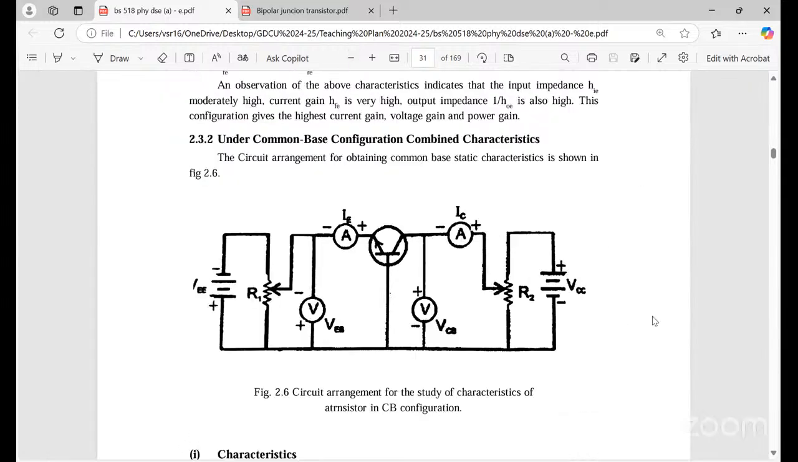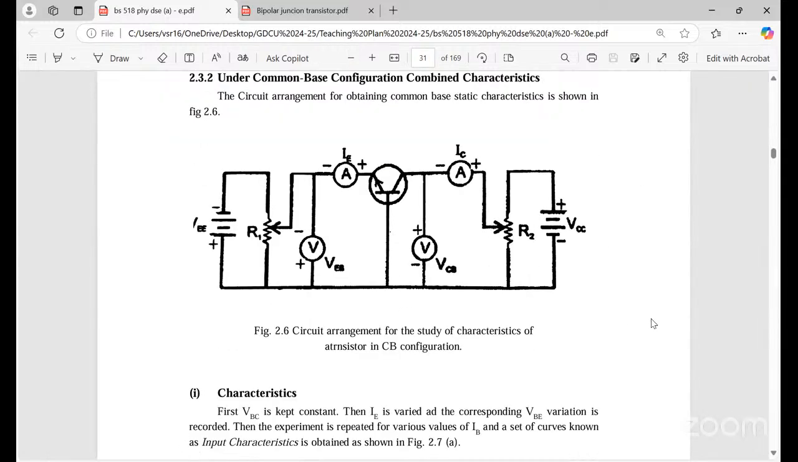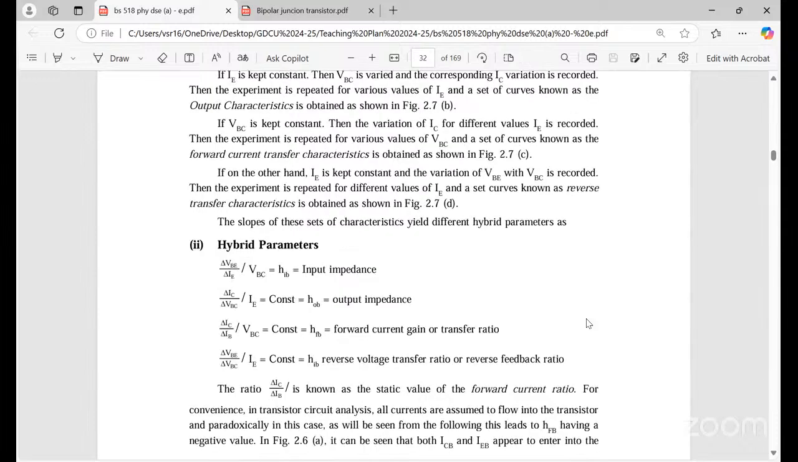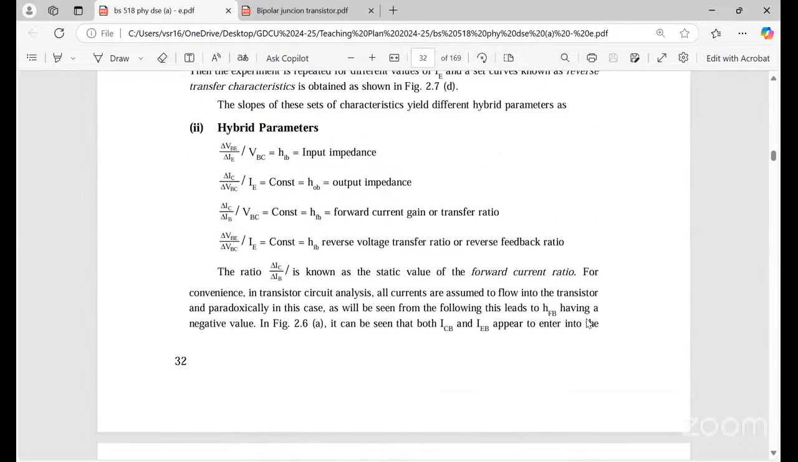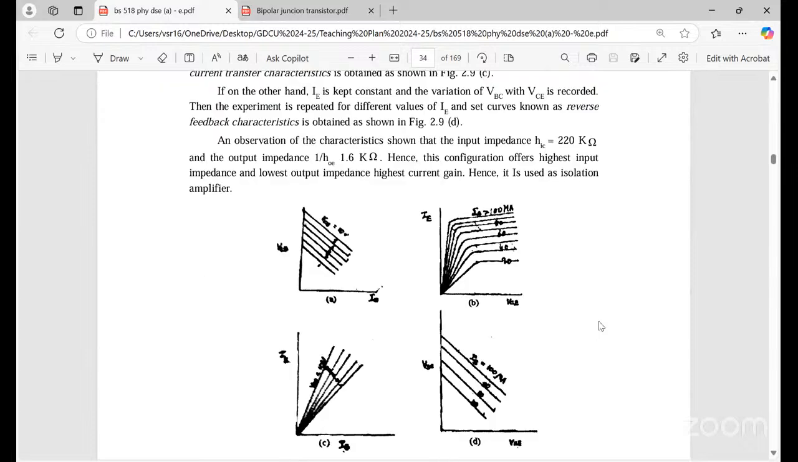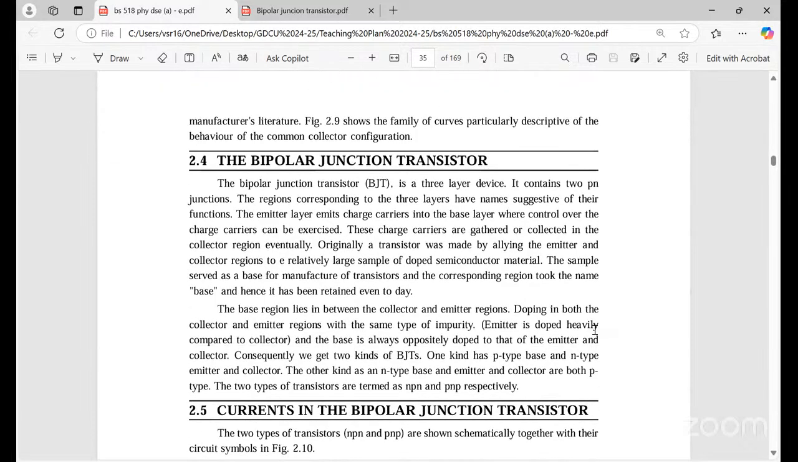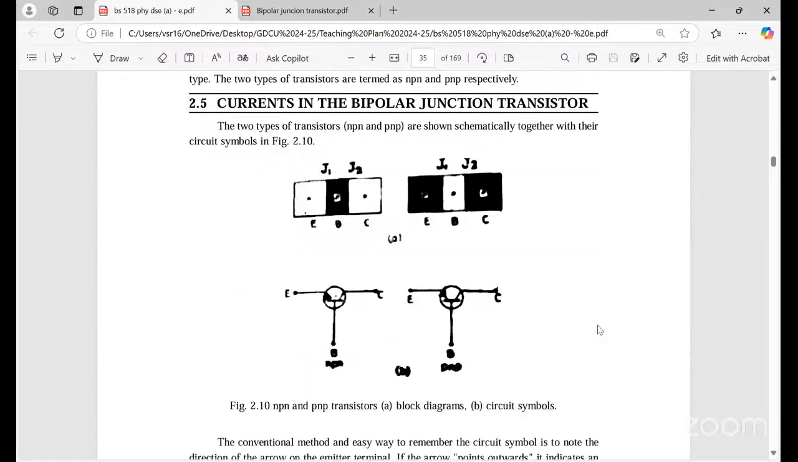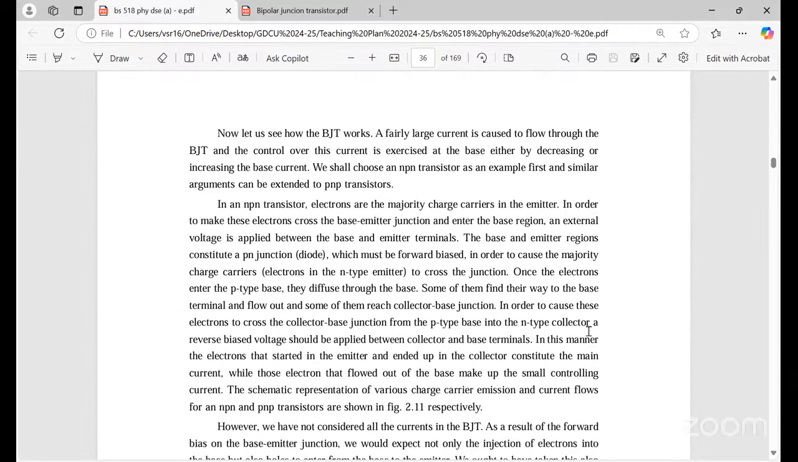Next is the circuit arrangement for the study of the CB configuration, common base, and how the hybrid parameters, input impedance, output impedance, forward current gain, and reverse voltage behave. Just now we discussed the BJT, bipolar junction transistors. Through these slides, we have discussed all these.